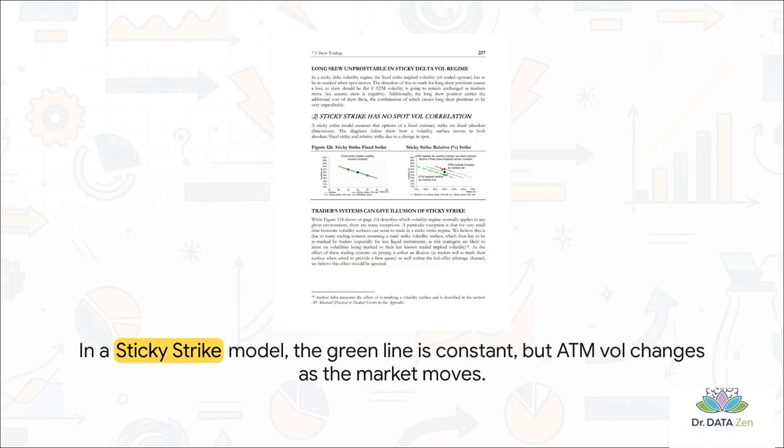And this chart is a great look at that sticky strike model in action. See how the green line, the vol for one specific price, is assumed to stay put? But as the market itself moves, the definition of at the money moves with it. This means the overall volatility does still change because you're moving to a different spot on that fixed volatility smirk.